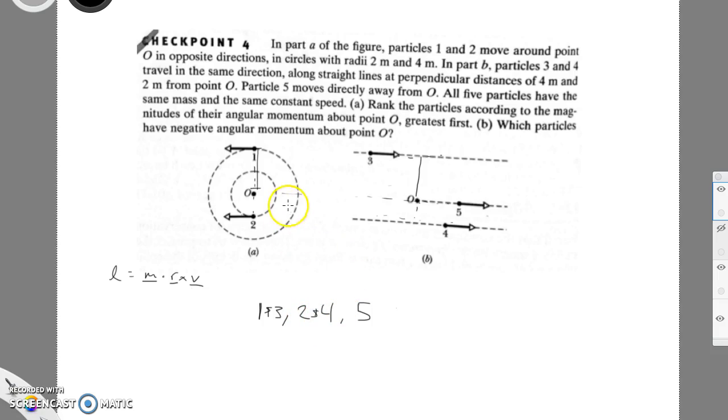The next question is asking which ones have negative angular momentum. Well, negative would be clockwise. So object 2 is rotating clockwise. 1 is rotating counterclockwise, so that's positive. Now think about what I was saying before. If you were to bind an object to this point and force it to rotate, which way would it go? So this one would be forced to rotate that way, which is counterclockwise, which is positive. Object 3 here would be forced to rotate this way, which is clockwise, which is negative. So 2 and 3 have negative angular momentum.